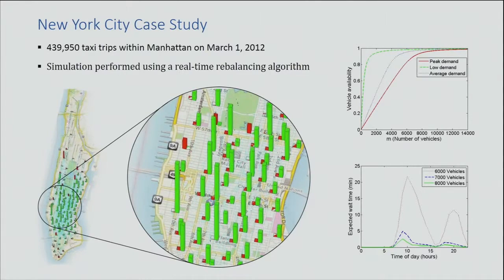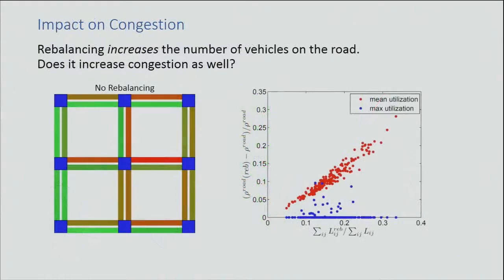Finally, I must confess that until now, I haven't really included any congestion analysis in the system. But the question of whether autonomous MOD systems will increase congestion is currently very hotly debated, because for the same number of passenger trips, you actually have more vehicles on the road because of this rebalancing.